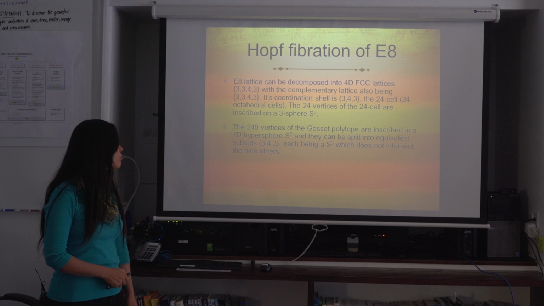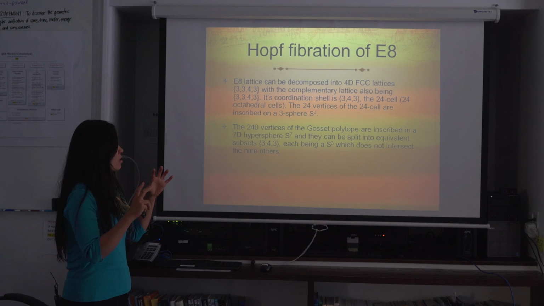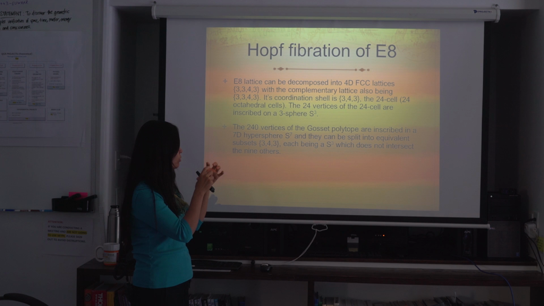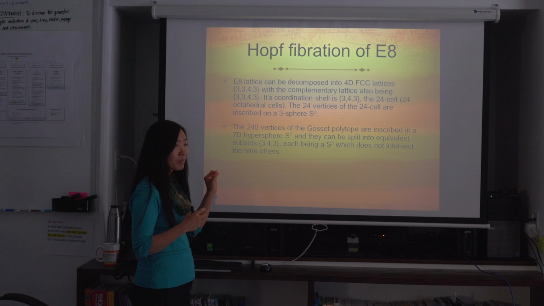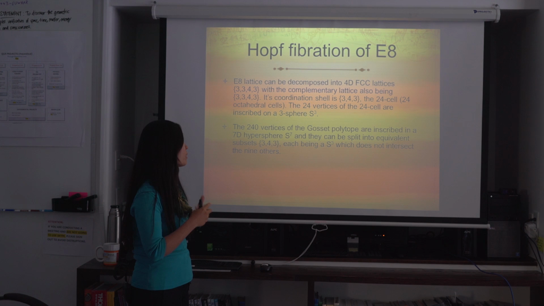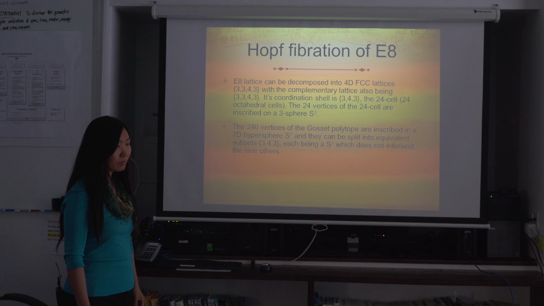Okay, so the 240 vertices of the Gosset polytope are inscribed in a seven-dimensional hypersphere, S7, and they can be split into equivalent subsets of this 3-4-3. Basically, these vertices live on a seven-sphere, which lives in 8D, and they can be separated into little three-spheres. Every 24 of them become a three-sphere, and there are 10 of them. So the 240 vertices of the Gosset polytope can be split into 10 sets of 24 vertices, each living on a three-sphere. So I can build that out of 10 24-cells.